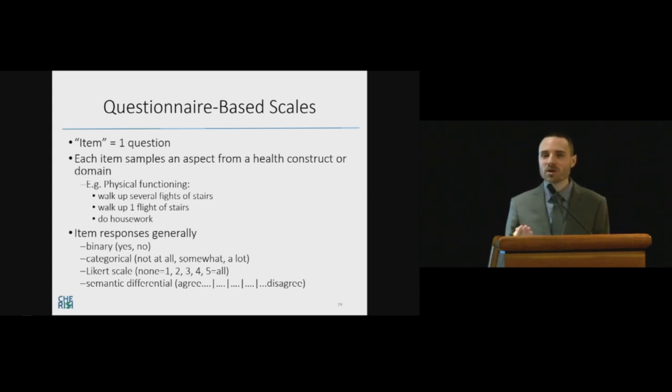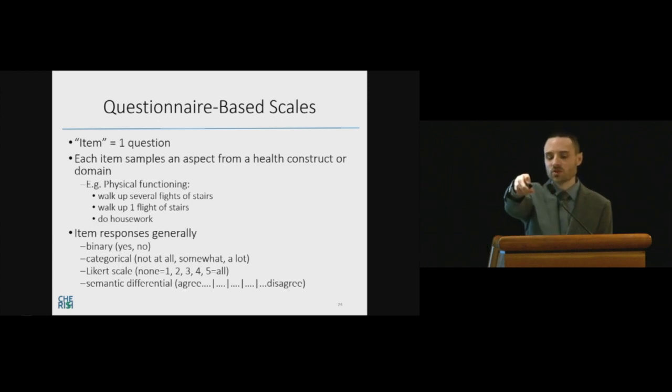And then the item response is generally going to be possibly binary, so yes or no, or categorical, not at all, somewhat, a lot. Or you could do it on a Likert scale, so I have no problem doing this, or 1, 2, 3, 4, 5. And then a semantic differential, so agree, disagree, things like that. So there's a number of different ways that you can do this, and of course, it's just going to depend on how the questionnaire is developed.